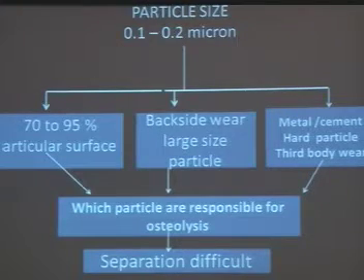These particles are very small. They are from 0.1 to 0.2 microns, and 70 to 90% of the particles are coming from the articular surface. The backside wear particles are large, they do not usually create osteolysis. Metal and cement are hard particles and they can create third body wear, and these particles are responsible for osteolysis. We are still not able to separate these particles and say which particles are wreaking havoc in osteolysis.